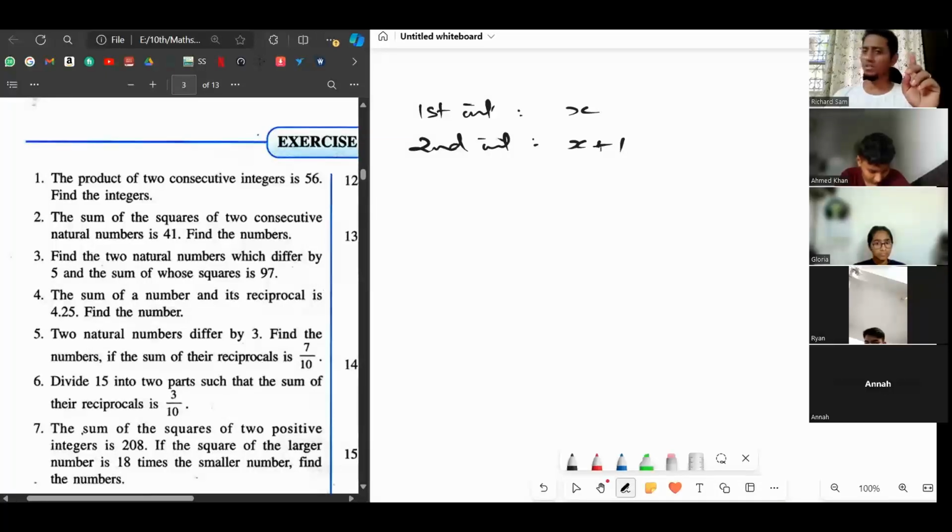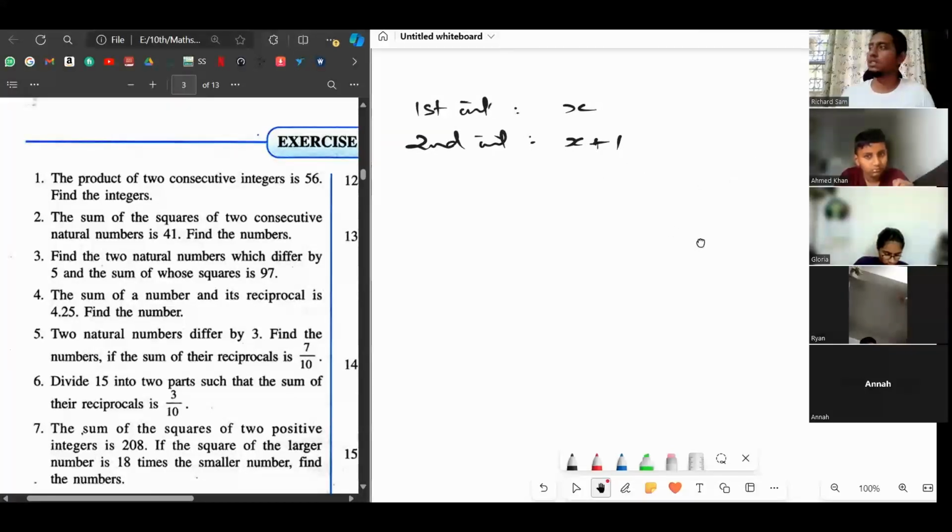Why are we taking x plus 1, Aman? Consecutive means next to each other. For example, 20 and 21, 17 and 18, 95 and 96, right? Those are consecutive numbers. So say x is 95, then x plus 1 will be 95 plus 1, which is 96. You understand? So this is how we represent consecutive integers.